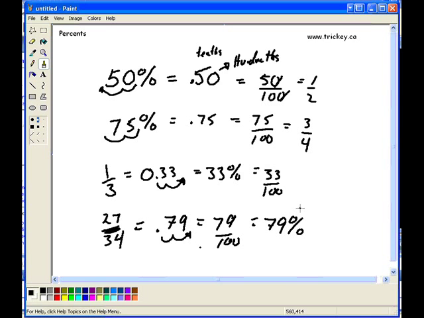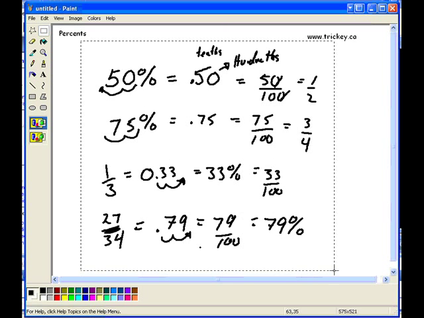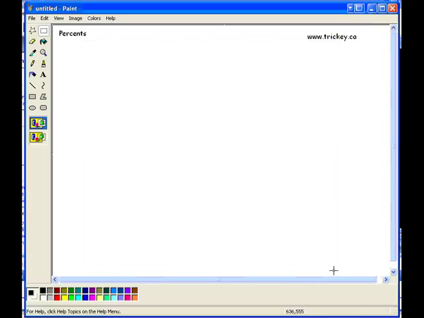79%. Okay. If we want to find out what a percent of a number is, say for example, you are given the question 13% of 120. Well, we need to find out what 13% of 120 is. In order to do that, in order to find what a percent of a number is, you multiply.